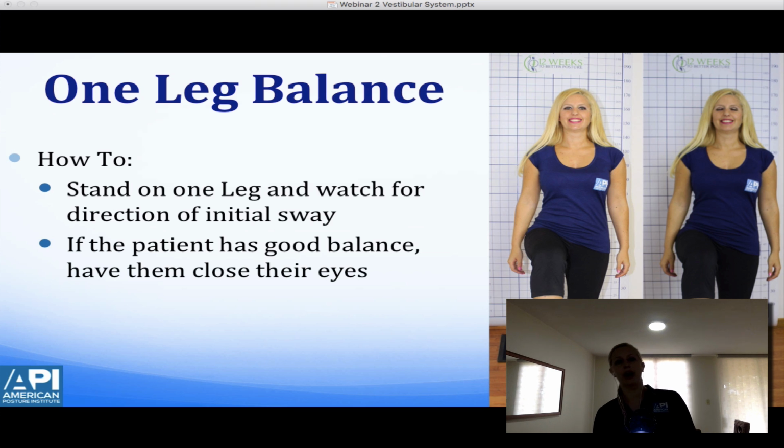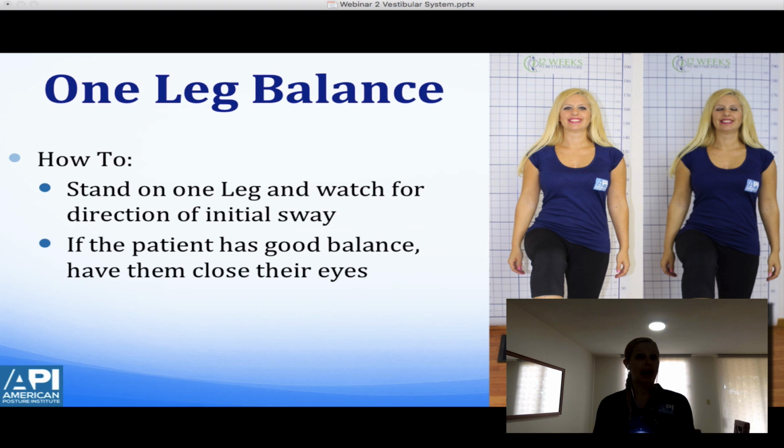If I sway to the right and then sway to the left, even if it's a larger sway to the left, that was a compensatory sway. My initial sway was to the right side with a compensatory postural sway to the left side. So always watch for the side of initial postural sway, because the patient is going to sway towards their side of vestibular dysfunction. So again, the patient will sway towards the side of vestibular dysfunction.